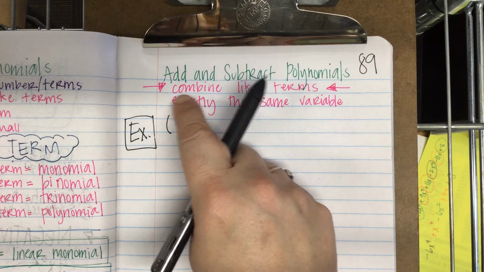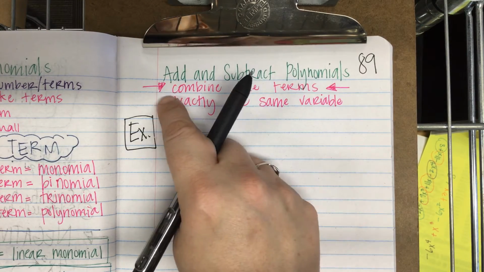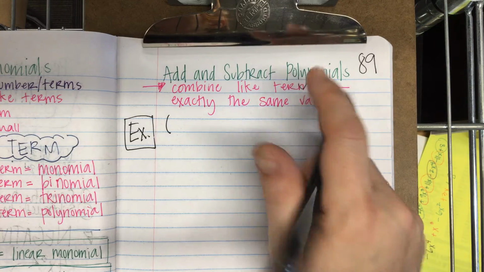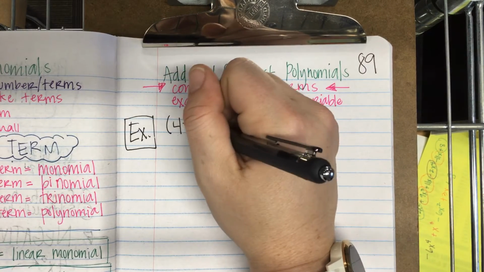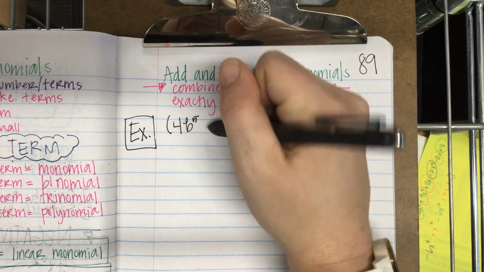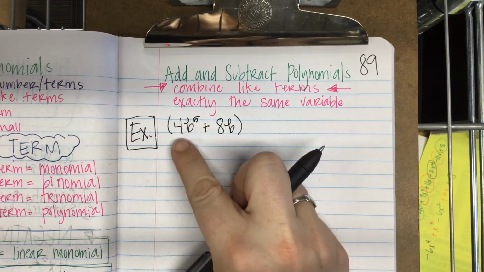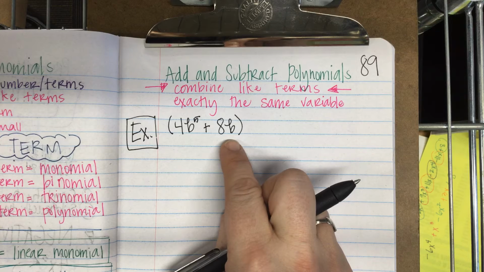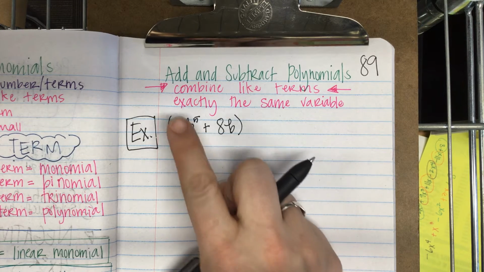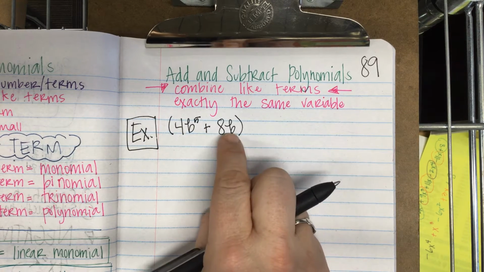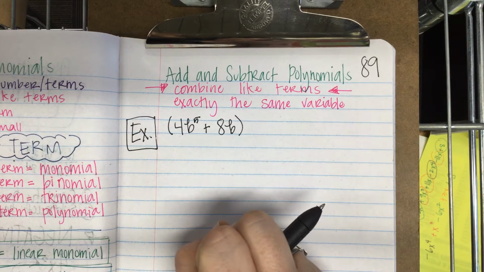So again, we're combining like terms. They're exactly the same variable, right? So for example, 4b to the 5th plus 8b. This is polynomial number 1. Technically, it's a quintic binomial, right?